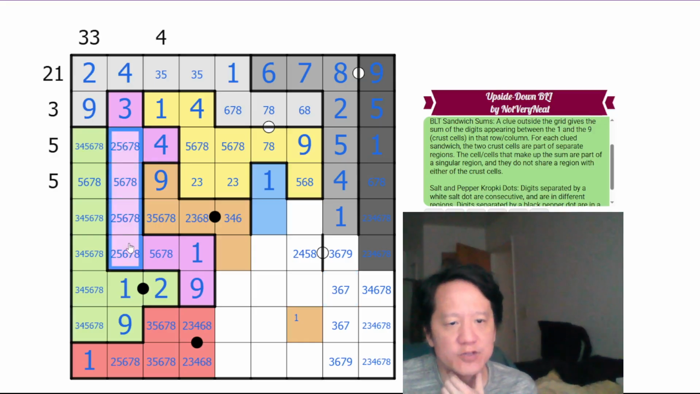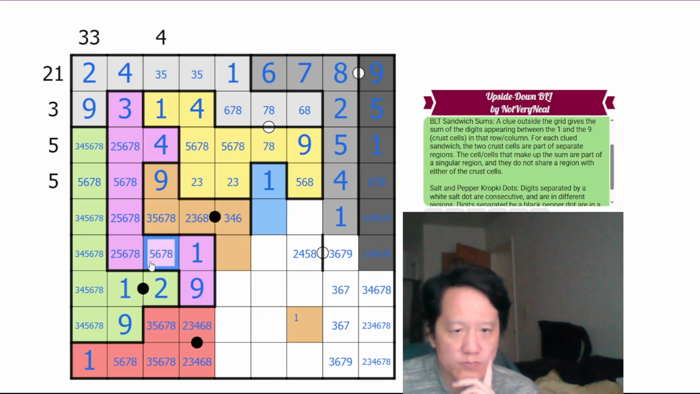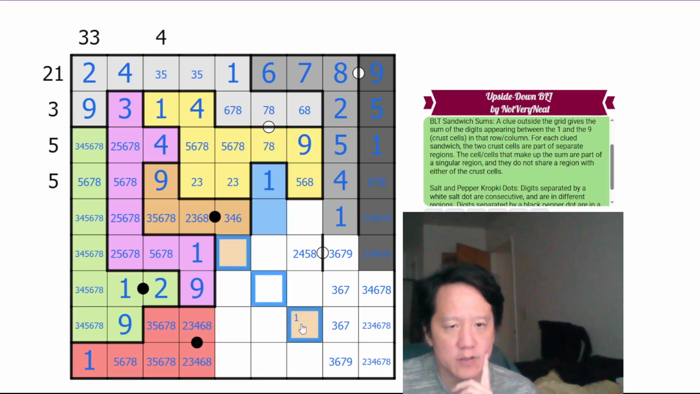So the pink has to have a 2. It has to have 2 here then, which means this can't be 2. This digit is the same as that then. This must be access to the 1.